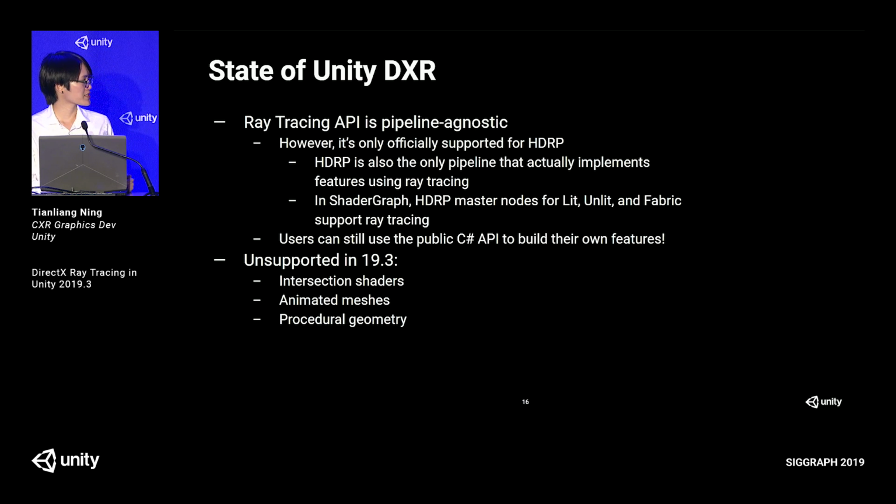I also wanted to point out a few features that we don't have supported yet. We don't have intersection shaders, we don't have animated meshes, as I mentioned earlier, and we don't have procedural geometry such as terrain yet.